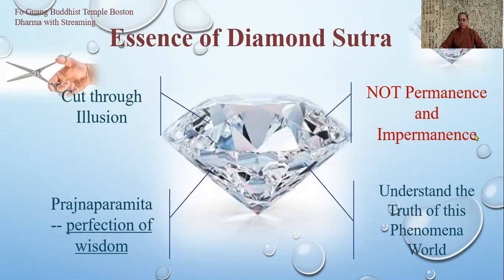Not permanent and not impermanent. The phenomenal world is not permanent, but at the same time, it's also not impermanent. And then why? It's not right, it's not left, then what is that? If it's not right or wrong, if there's no right or wrong is also wrong, right or wrong is also right, then what is right or wrong?